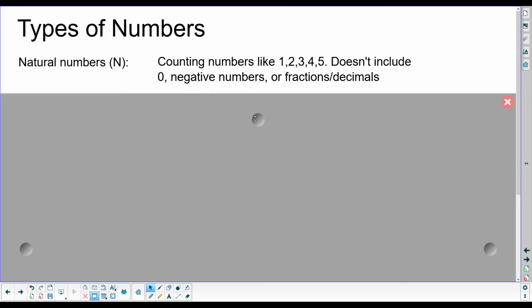Those are the numbers 1, 2, 3, 4, 5, and so on. They don't include the number 0, and they don't include anything in between those. So it doesn't include fractions or decimals or anything like that. It's just those natural counting numbers. Those numbers are sometimes referred to using the letter N for natural numbers.